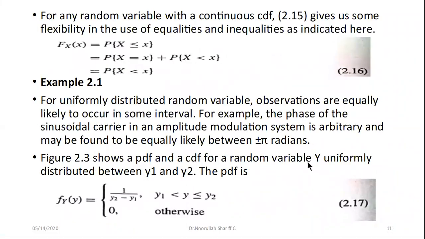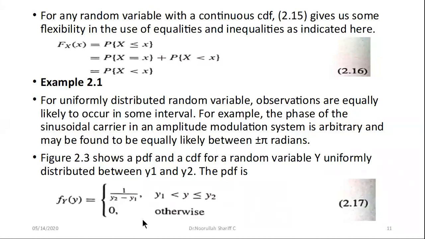So figure 2.3, which I just showed you, shows the PDF and CDF for a random variable Y uniformly distributed between y1 and y2. The PDF is 1 by (y2 minus y1), since y2 is greater and y1 is smaller, for y1 less than or equal to y less than or equal to y2, and 0 otherwise. In the other ranges, it is not there at all.